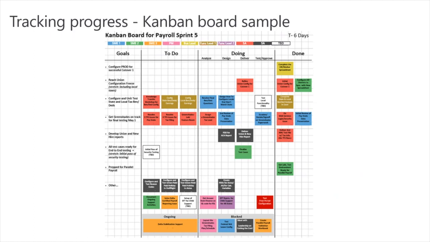So an example here I use is, blue represents a particular business SME. As a team lead, you may look at that and you say, you know what?